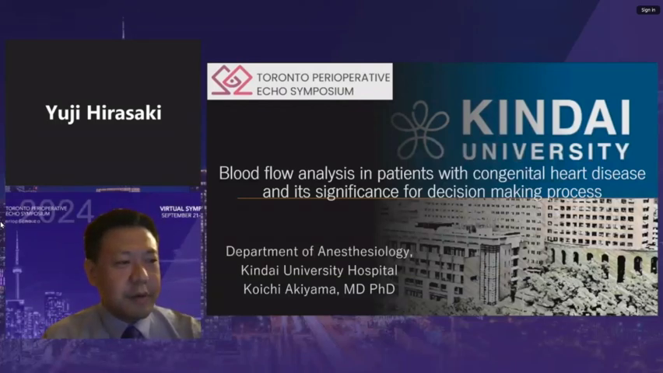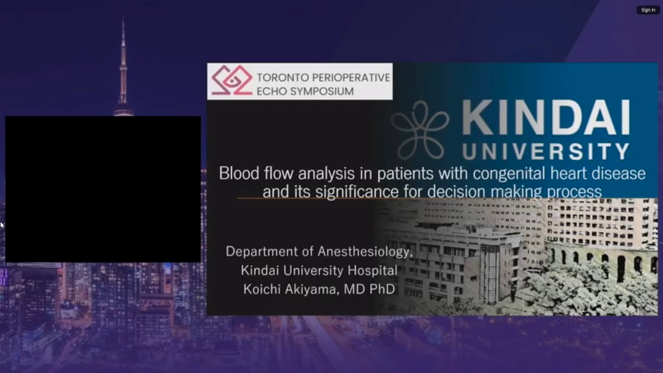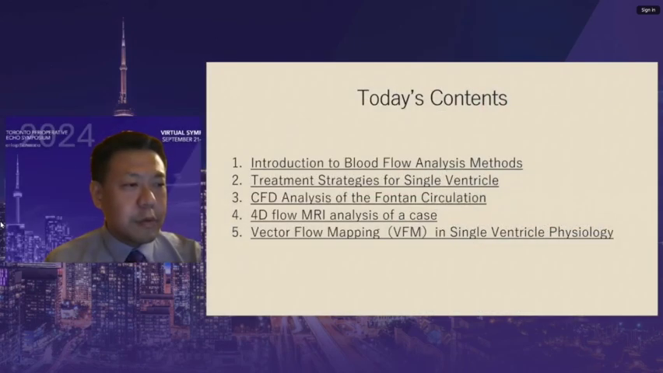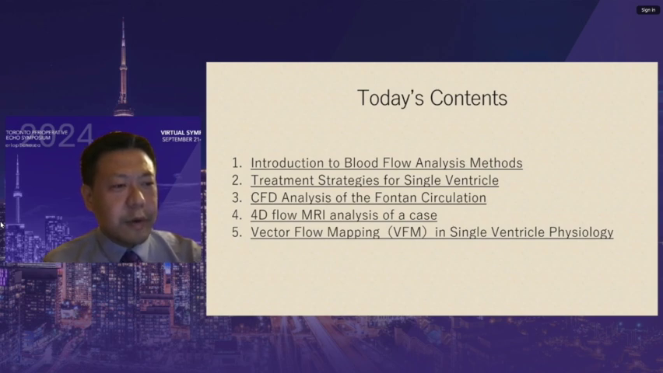Thank you. It's a great honor to be able to speak today. I would like to express my thanks to Toronto Periovascular Echo Symposium staff for inviting me. My name is Koichi Akiyama. My presentation is about blood flow analysis in patients with congenital heart disease. So today's contents are introduction, strategy for single ventricle, CFD analysis of Glenn circulation, 4D-flow MR analysis of a case, and vector flow mapping analysis in single ventricle physiology. Next slide.